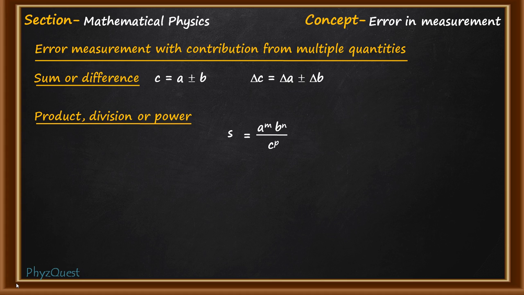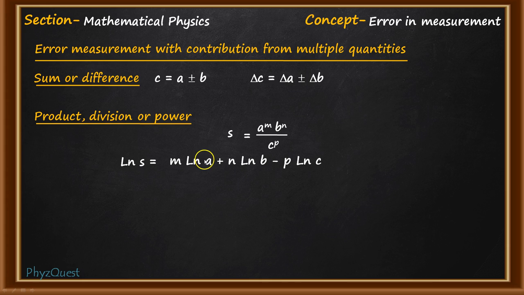So first of all we have to take the ln of both the sides. When we take ln from both the sides, the left hand side will be ln S, which is equal to, since power is also involved, m ln A plus n ln B minus p ln C.